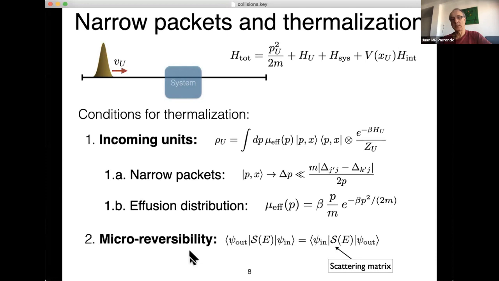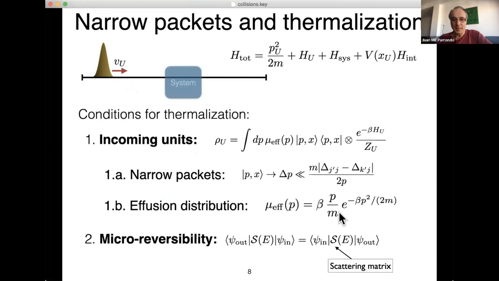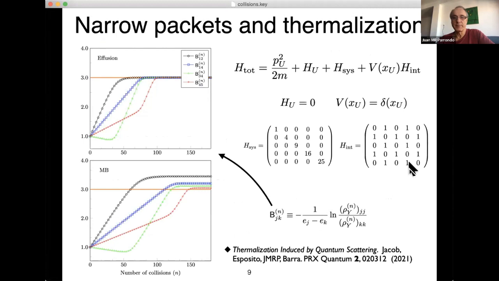This is important because in the next slides I'm going to talk a little bit more about these two conditions. First, the fusion, which was kind of surprising. We thought that Maxwellian could do the work, but you need a fusion. So here, for instance, there is a completely artificial system of five dimensions and this spectrum. And we have an interaction. And then we bombard with the fusion distribution and with a given temperature.